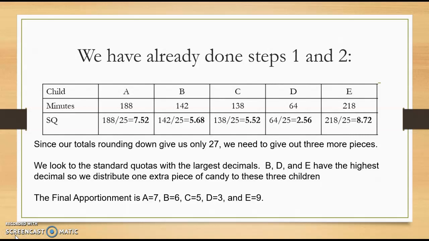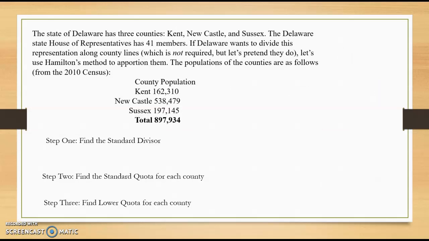So that's Hamilton's method. In this example, we have 3 counties in Delaware, Kent, Newcastle, and Sussex, and their county populations. To find the Hamilton method of apportionment, we follow the same steps as the previous example. First, we find the standard divisor. This means we need to divide the total population by the 41 members of the House of Representatives. That's given in the initial statement.